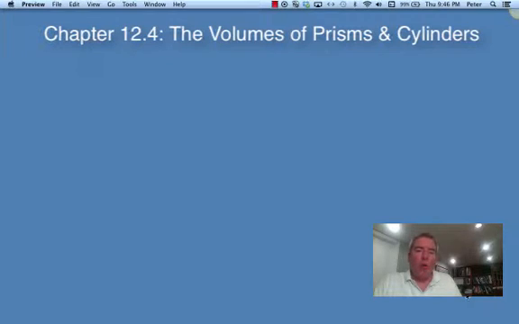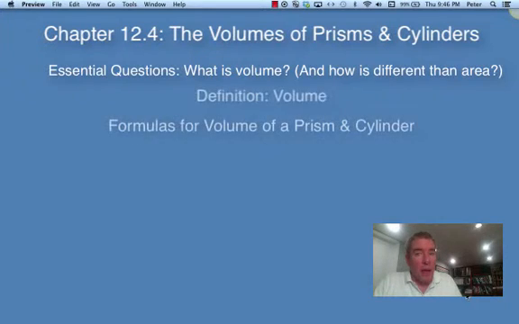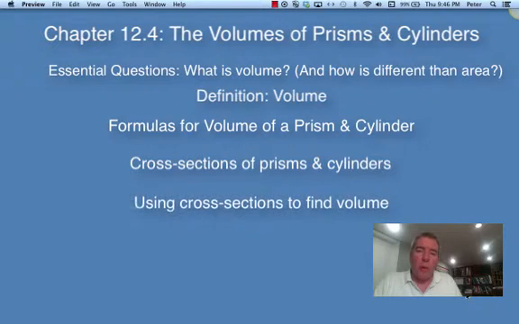Now, I'd like you also, after the video, to know what volume is and how it's different than area. So we'll go through the definition of volume, but then I want you to know the formula for how to find the volume of a prism and how to find the volume of a cylinder, and then understand what a cross-section is. And finally, how could we use a formula involving cross-section to find the volume of a prism or a cylinder? Okay, so there's lots to do.